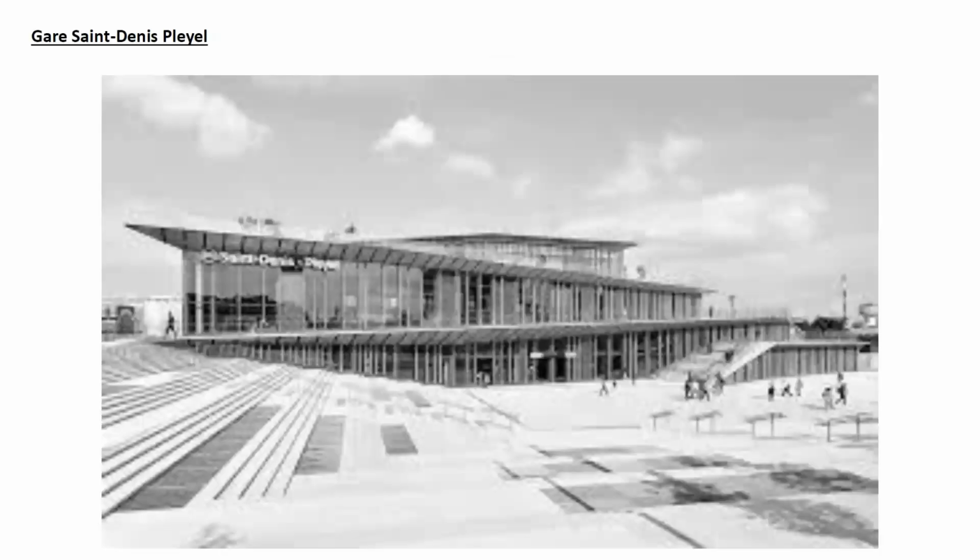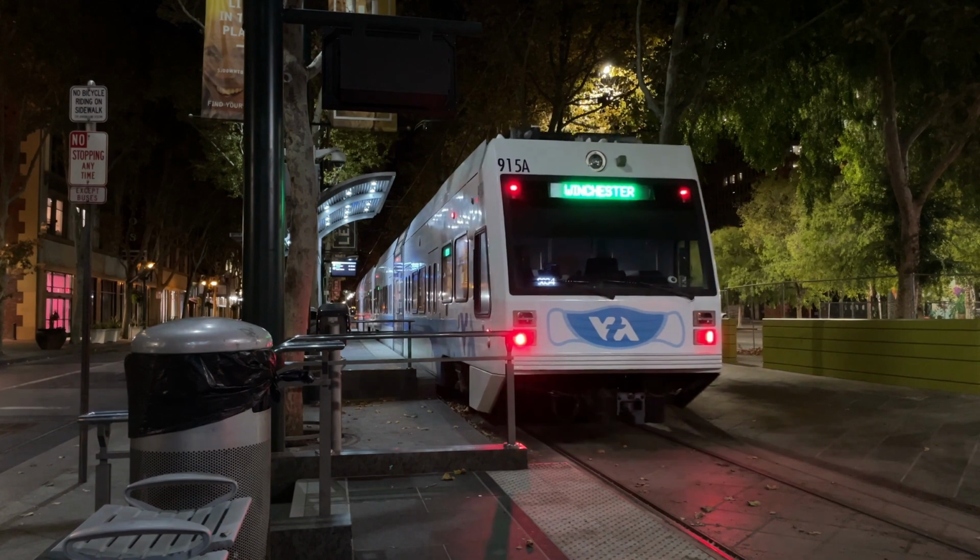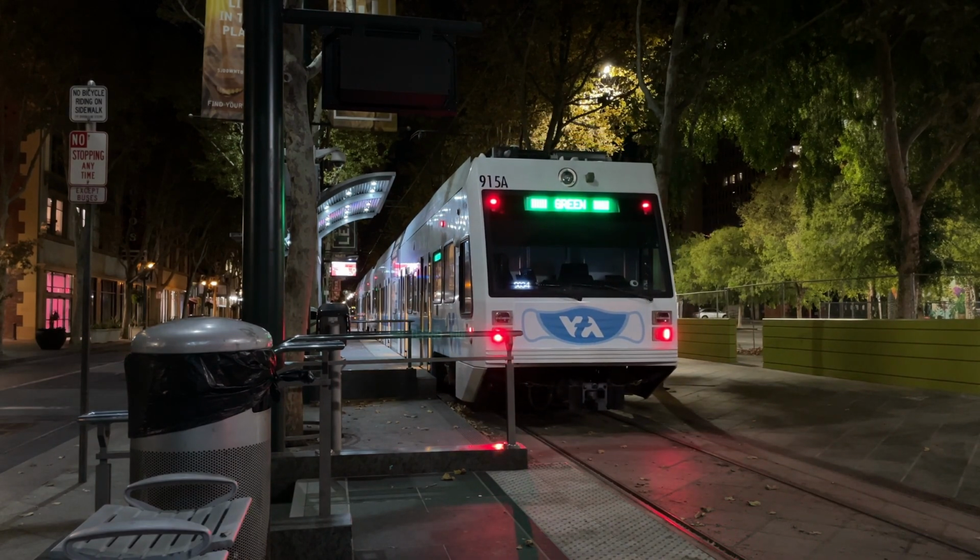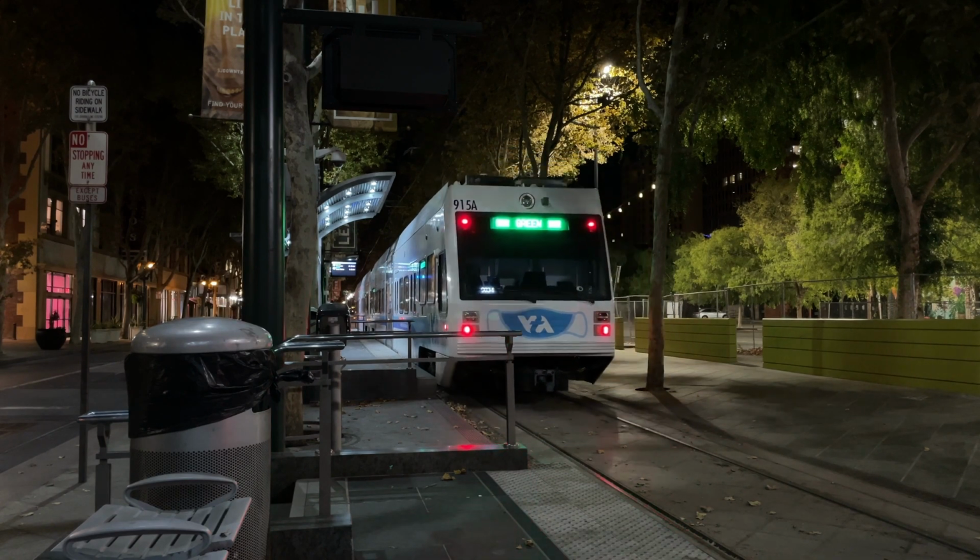The Gare Saint-Denis Pleyel is a pivotal component of the Grand Paris Express, the expansive metro expansion project transforming the Paris metropolitan area. Designed by renowned Japanese architect Kengo Kuma, the station is set to be one of the busiest in France, with an anticipated 250,000 daily passengers upon the full completion of the connecting lines.